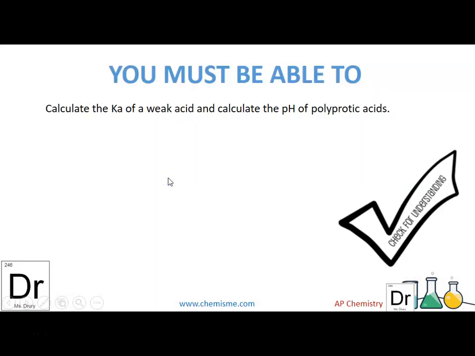So at this point, you should be able to calculate the Ka of a weak acid and the pH of any polyprotic acid.